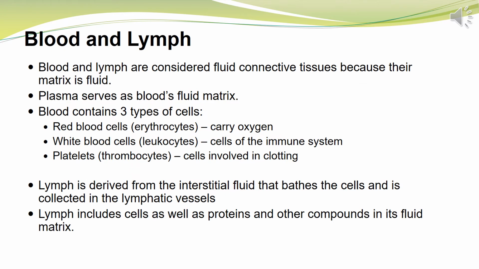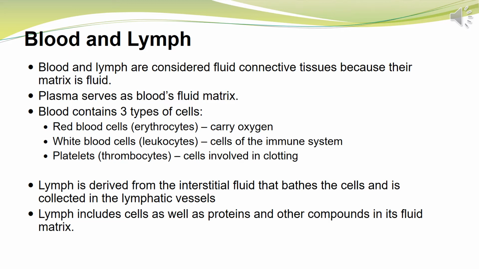Blood and lymph are two other types of connective tissue, and lymph is pretty much just the fluid which is found in your lymph nodes, and we'll talk about it in much more detail in Chapter 8. And they are considered fluid connective tissue because they obviously have a fluid matrix. And the fluid matrix in blood is called plasma. And within this fluid matrix of plasma are three types of cells.